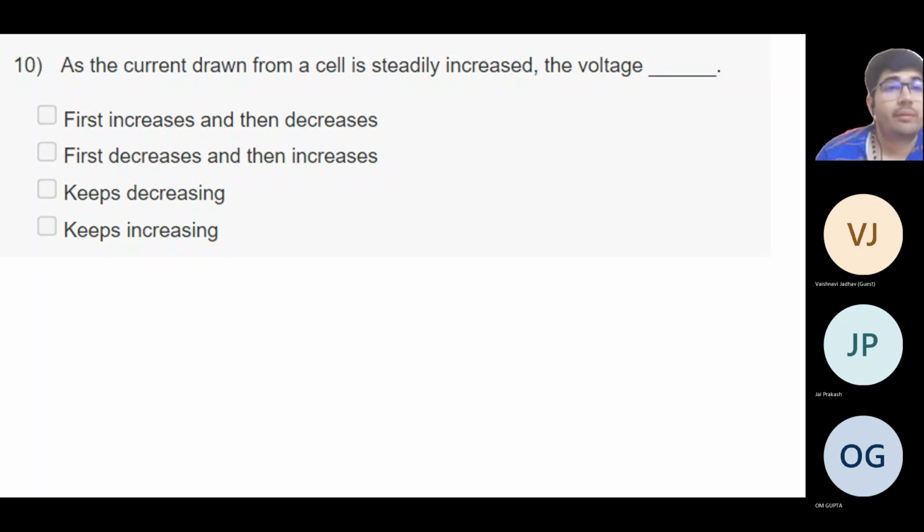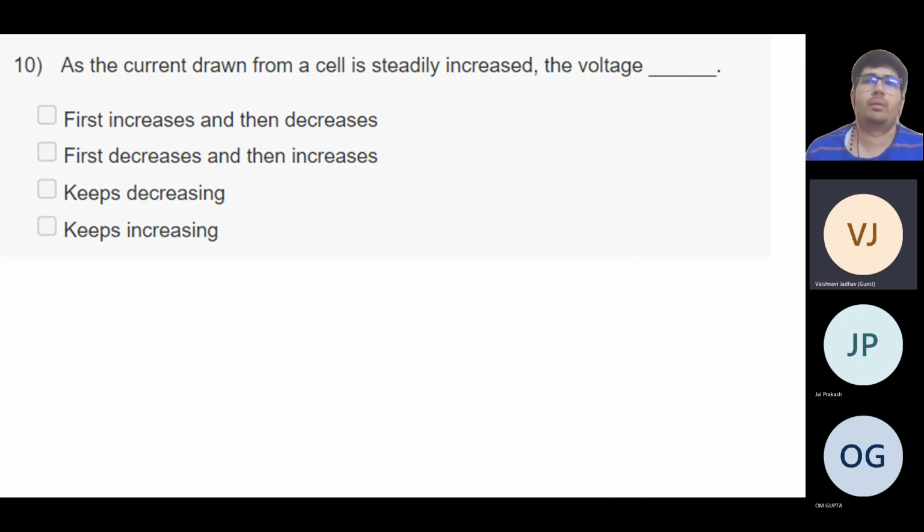Question number 10. As the current drawn from a cell is steadily increased, the voltage keeps decreasing. Take 2-3 minutes.